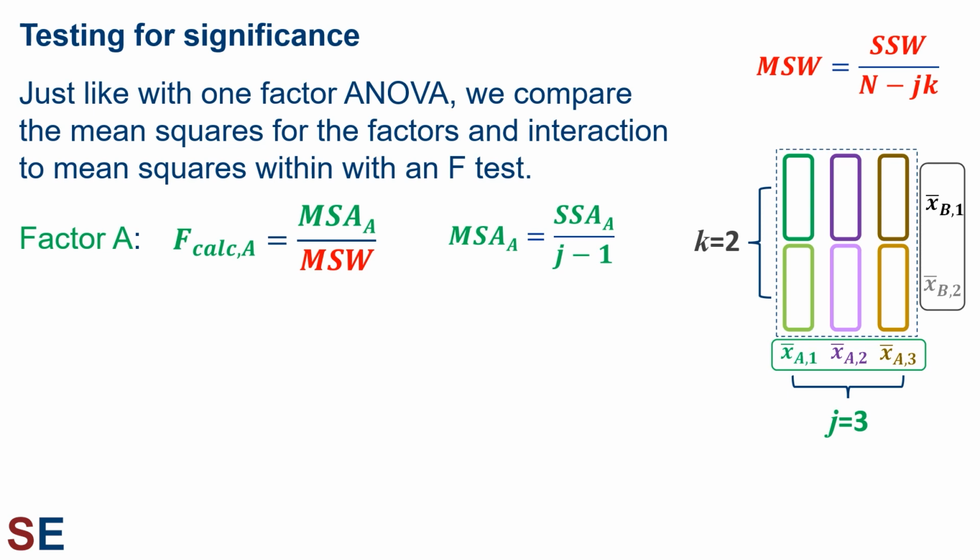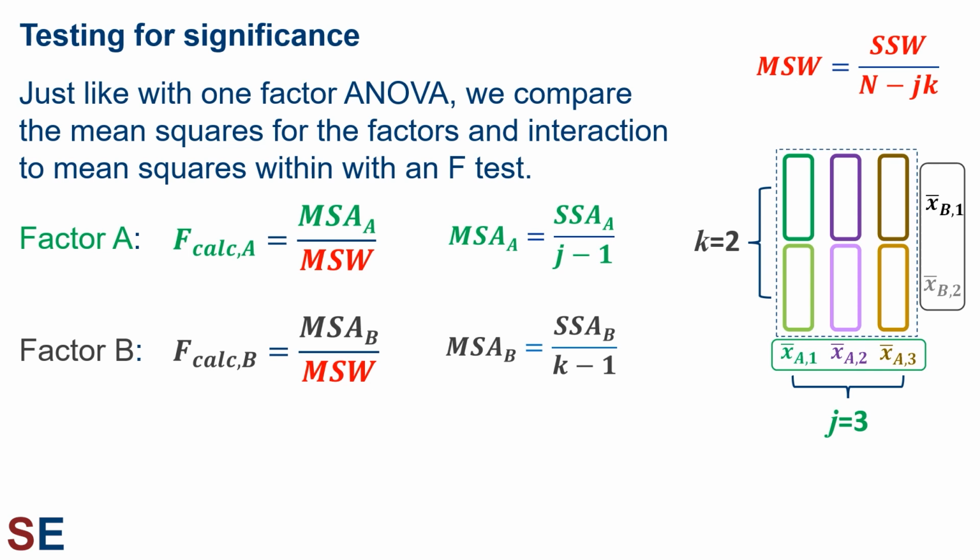Let's call the first factor factor A, which in our example is the color factor. The degrees of freedom we would use to get the mean sum among for factor A would be j minus 1, since there are j categories for factor A, the color factor. The mean sum is the sum of squares divided by this. The f calculated value would be the mean sums among for factor A divided by the mean sums within value.